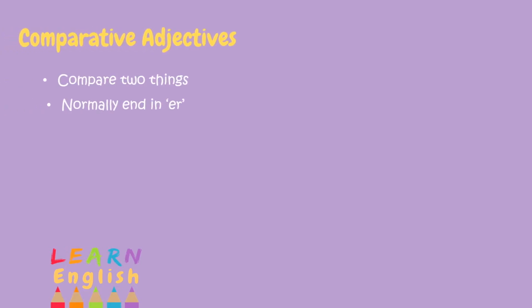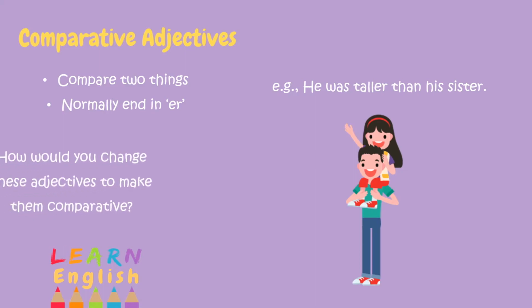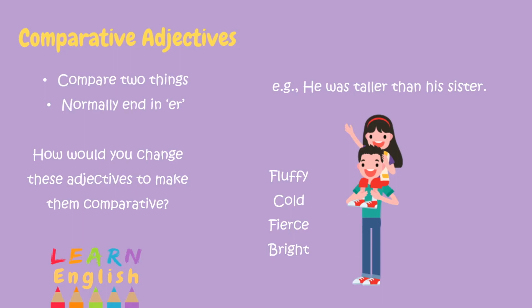Let's now learn about a certain kind of adjective, called comparative adjectives. Comparative adjectives are adjectives which compare two things. You can often spot them because they normally end in ER. For example, he was taller than his sister. Tall would be the normal adjective, but by adding ER to compare the boy to his sister, the adjective is now a comparative adjective. See if you can pause the video and change these normal adjectives into comparative adjectives ending in ER.